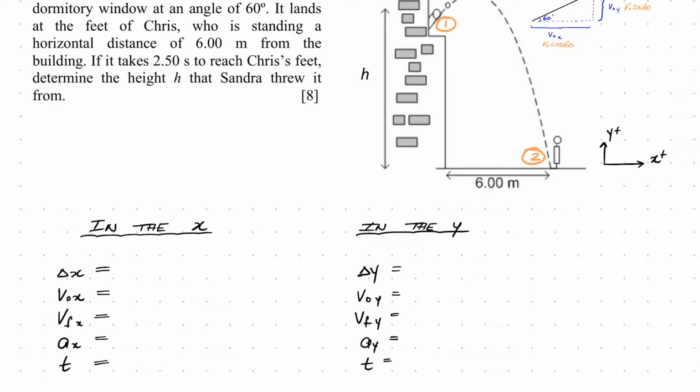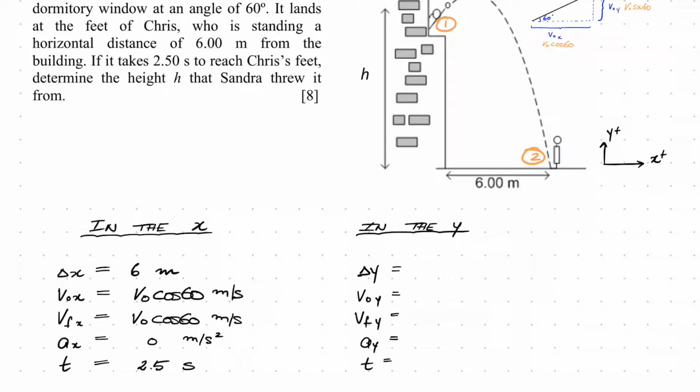In the x direction, we know that the total displacement of the water balloon will be 6 meters. The initial velocity, as discussed before, is v naught cosine of 60. Now, importantly, in projectile motion problems, there is never any acceleration in the x direction. Therefore, as a consequence, the final velocity will be exactly the same as the initial velocity. Finally, we know that the total time it takes for the problem to take place is 2.5 seconds.